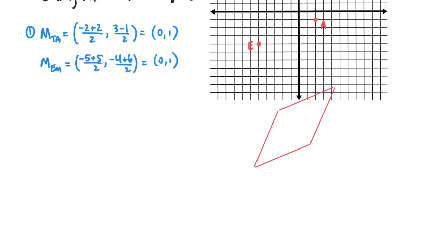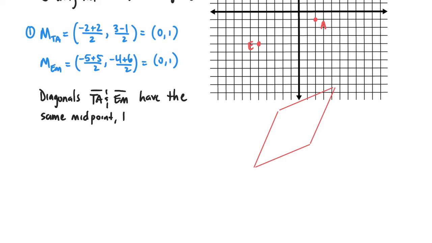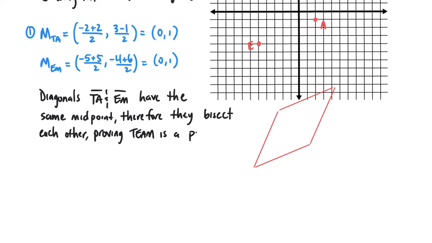Here's the write-up. This is how you do a write-up. You say diagonals TA and EM have the same midpoint, therefore they bisect each other, comma, proving TEAM is a parallelogram.